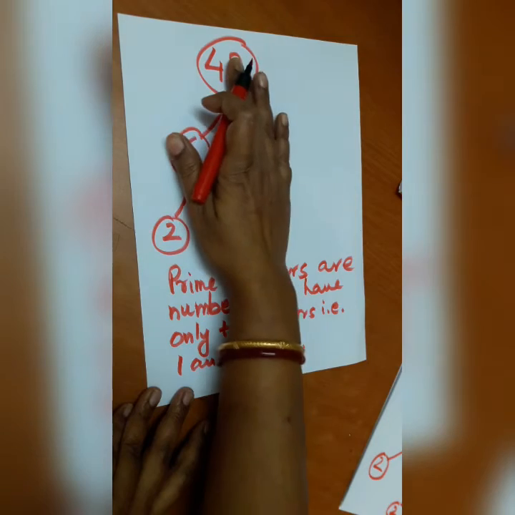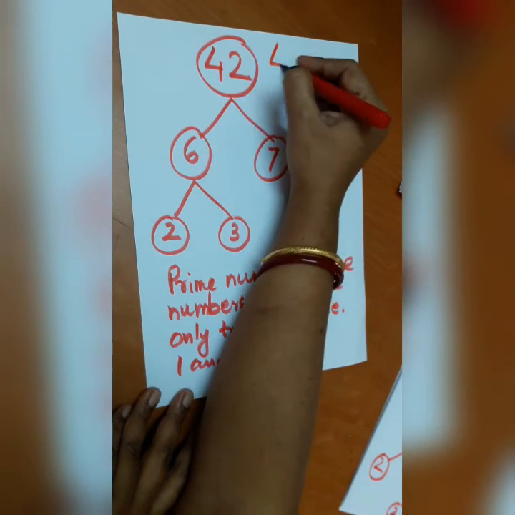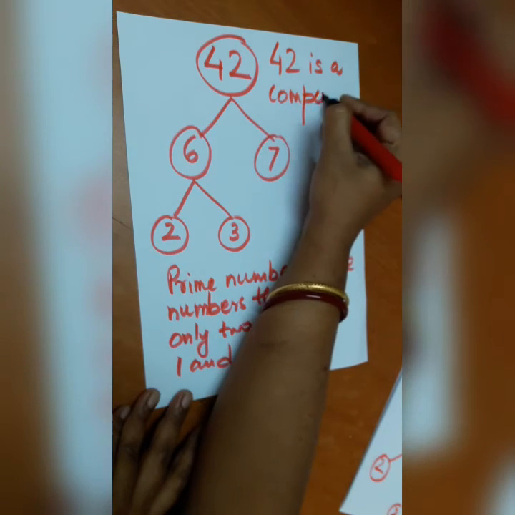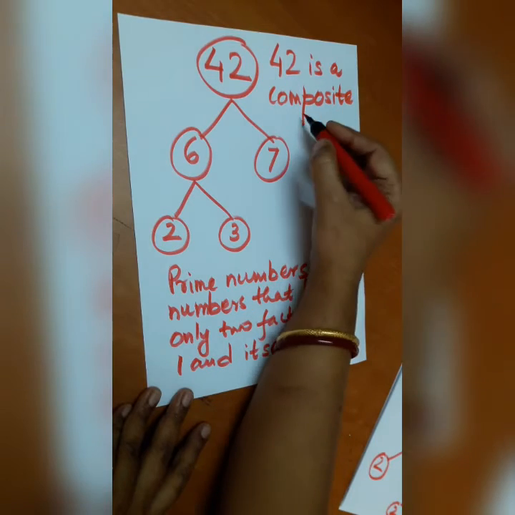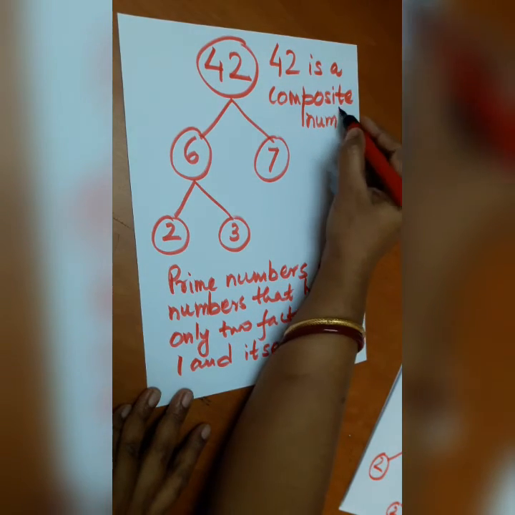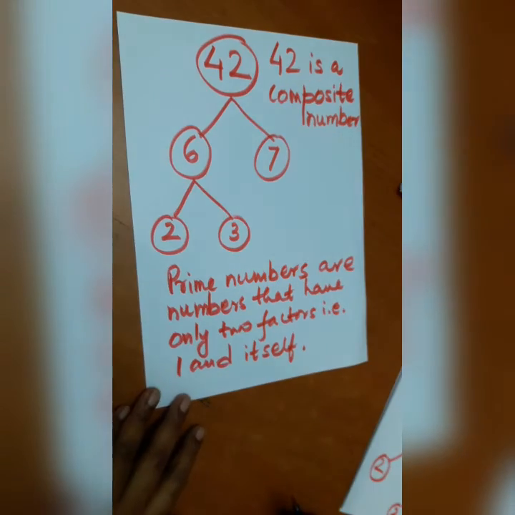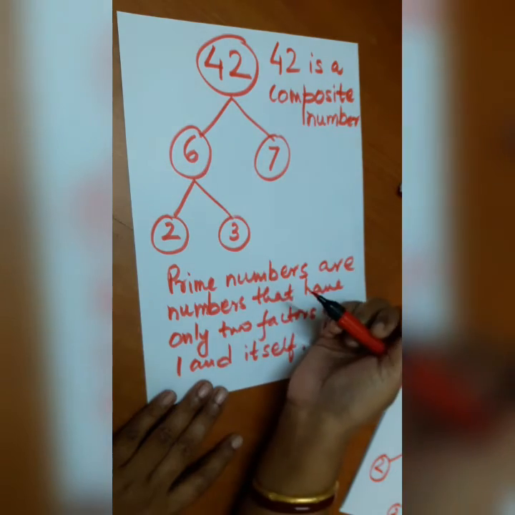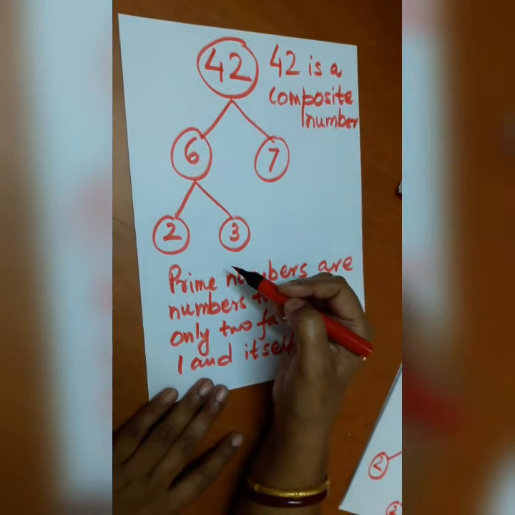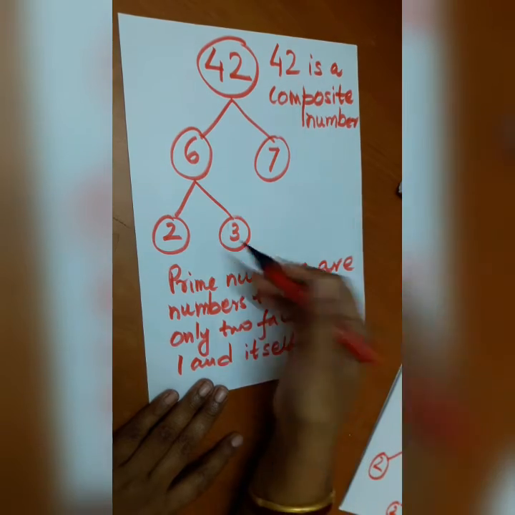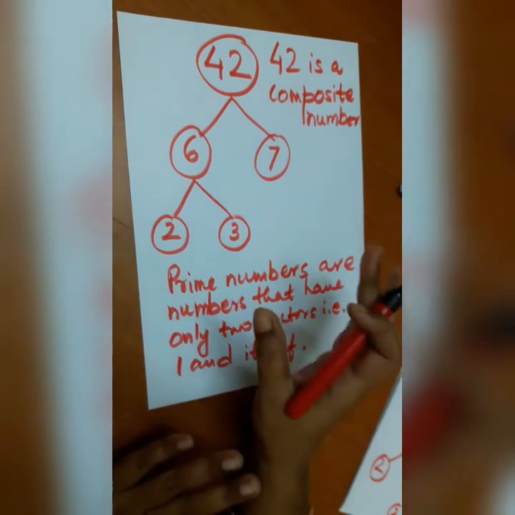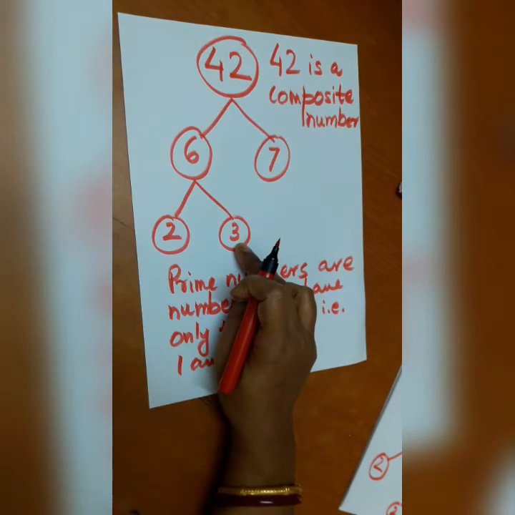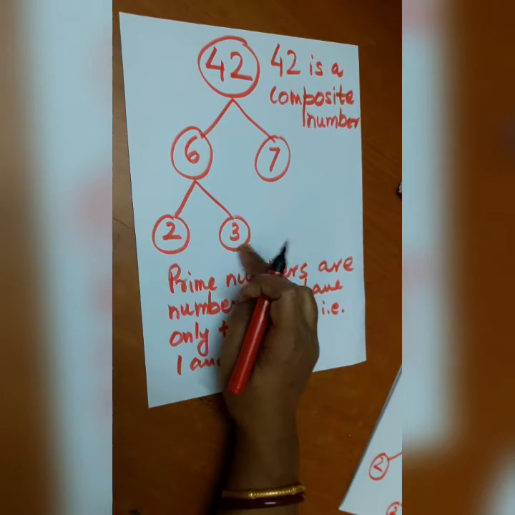Now this is a composite number. 42 is a composite number. What are composite numbers? Composite numbers are numbers which have more than two factors. See here, 42 has how many factors? 1, 2, 3, 4, perhaps more. 2 6s are 12 or 3 6s are 18. We'll find out, something like that. So it is a composite number. It has many factors, but 3 is a prime factor because it has only two factors, 1 and 3.